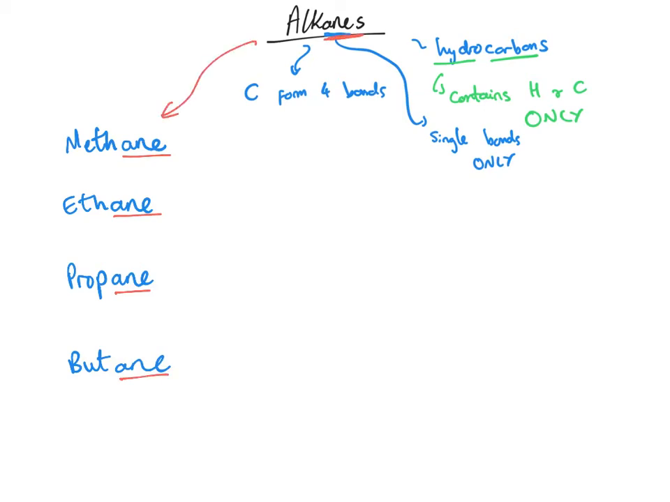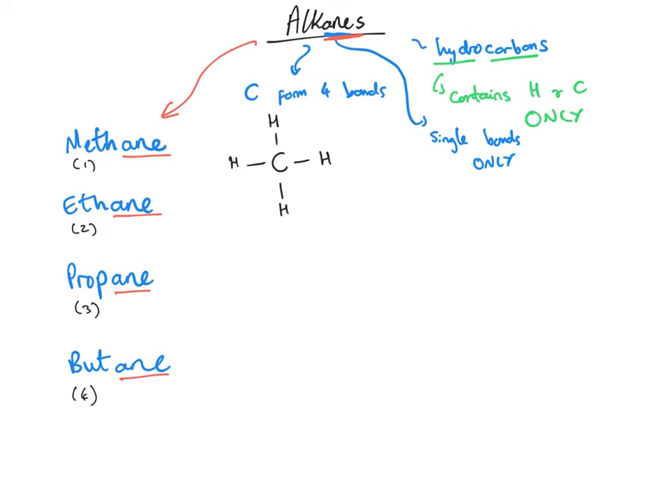So these are the 4 we have to know and be able to draw. So let's just put in brackets underneath. Meth is 1, eth 2, prop 3, but 4, and this indicates the number of carbon atoms. So methane has 1 carbon atom, and it's made of hydrogen and carbon only, and it's got to have 4 bonds. So I've got to draw 4 bonds off my carbon, and it's only carbon and hydrogen. So that is methane.